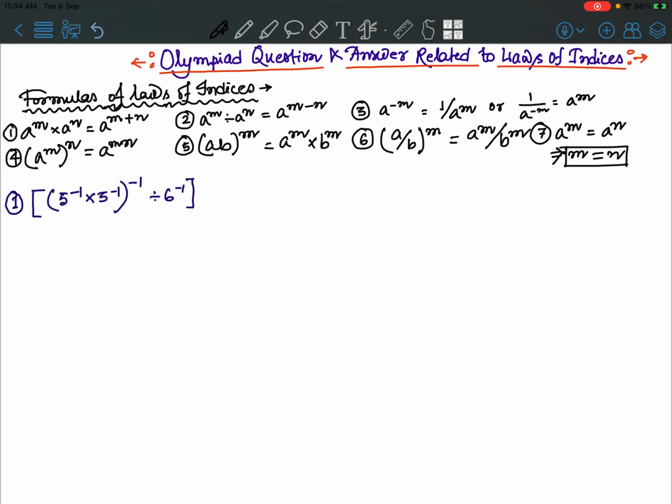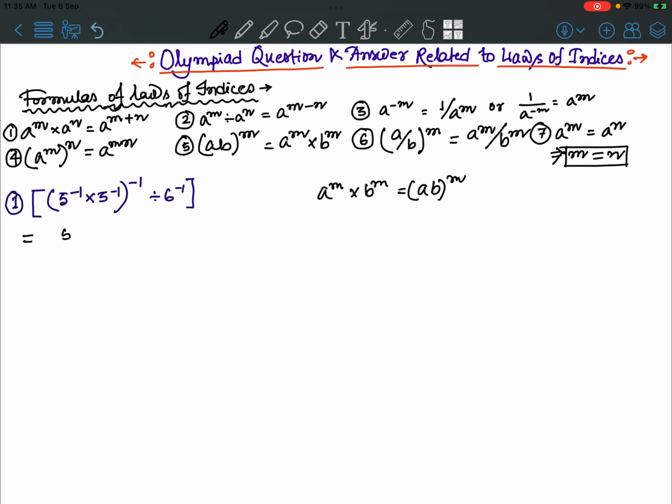Now what formula are we going to use to solve this? The first formula is a to the power m into b to the power m. Here we observe that the bases are different but the power is equal. If the bases are different but the power is equal, then we can multiply the bases. That means we can write it as (a into b) whole to the power m. We will use the same formula here.